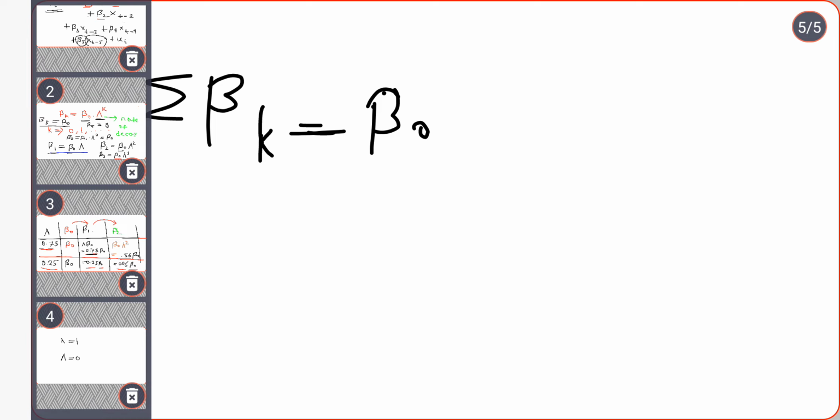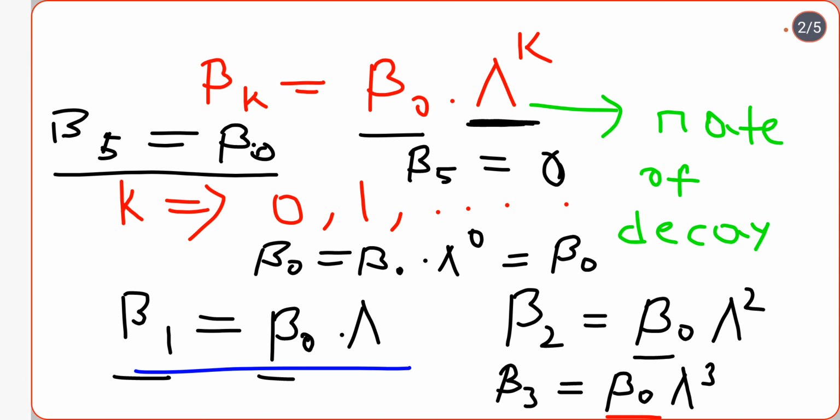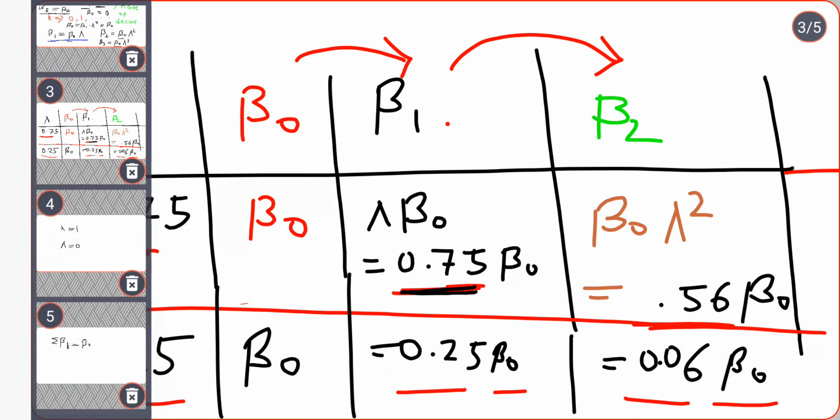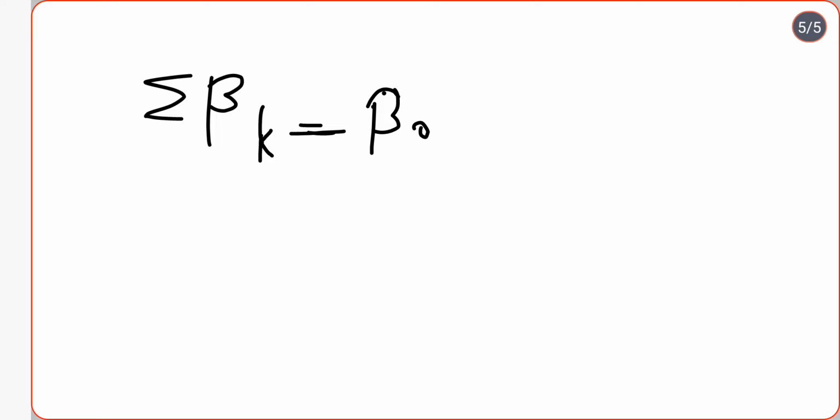Now we all know what we have written in the place of beta. Beta k is beta 0 into lambda to the power k. So let me write it. We should write this in the beginning: beta k equals beta 0 into lambda to the power k, right?